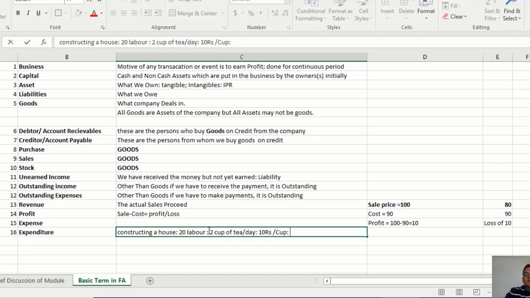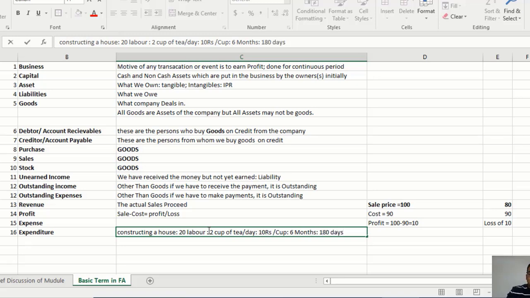Now what will happen? 20 laborers are asking for tea on a daily basis. You might say, okay, take tea, no issues. But think about the cost which is involved: 2 cups of tea per day. And if your construction goes for 6 months, you are constructing a mansion for yourself, 6 months into 30 days, so 180 days.